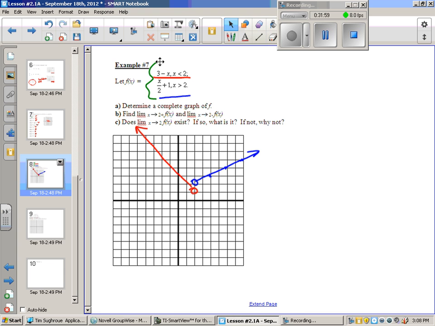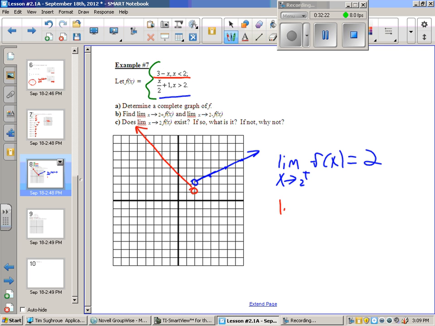It says, find the limit as x approaches 2 from the right. I'm following down this blue line here. I'm getting closer and closer to 2 from the right. The y value is getting closer and closer to 2. So the limit as x approaches 2 from the right of this function is 2.